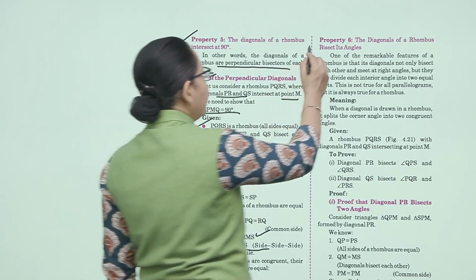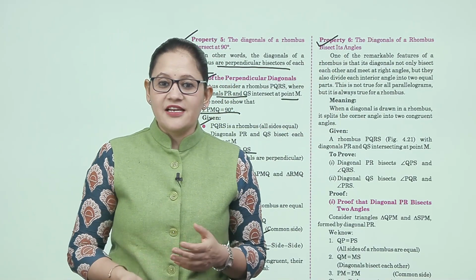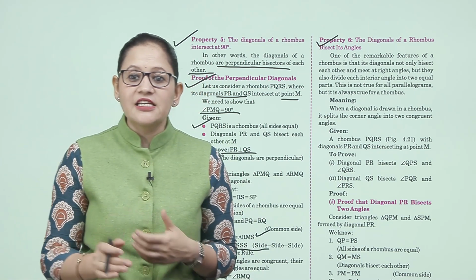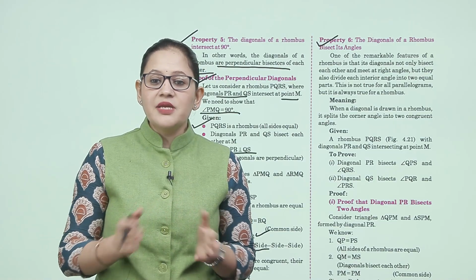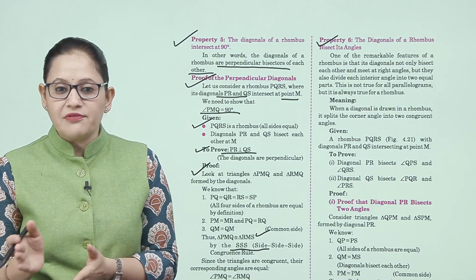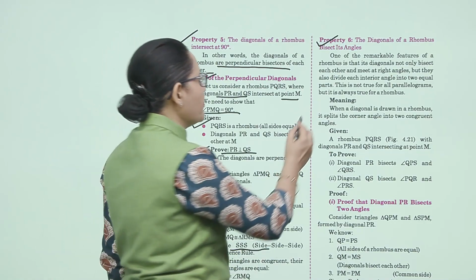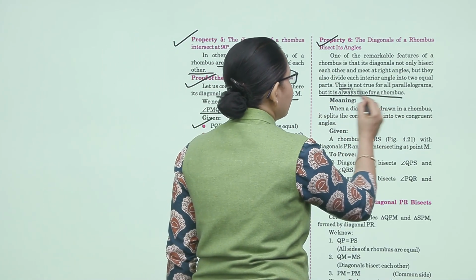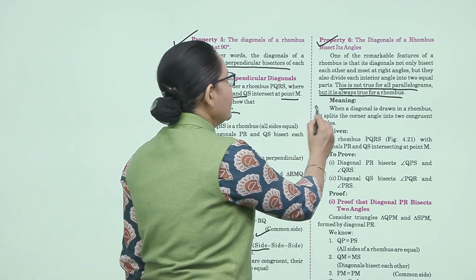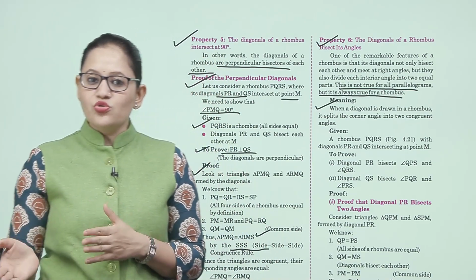Now, property 6. The diagonals of the rhombus bisect its angles. One of the remarkable features of the rhombus is that its diagonals not only bisect each other and meet at right angles, but they also divide each interior angle into two equal parts. This is not true for all parallelograms, but it is always true for the rhombus. Meaning, when the diagonals are drawn in the rhombus, they split the corner angle into two congruent angles.